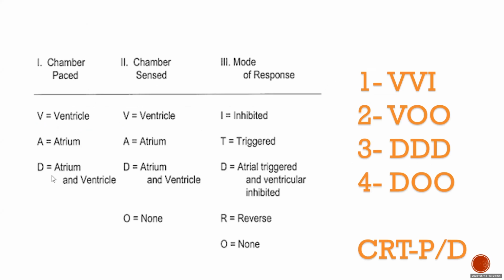Okay, this is again just to go over the most common nomenclature you're going to see. VVI, we talked about VOO, DDD, and DOO. We didn't talk about DOO. What's DOO? Dual pacing without sensing, exactly. You set the rate of the atrium, you set the AV delay, you set the ventricular rate, and then you just pace.